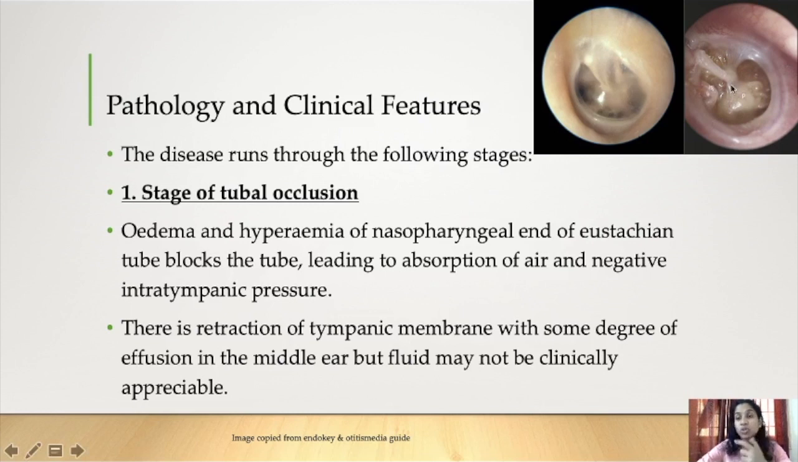Okay, if we see with an otoscope, we can find this. The otoscope is the instrument we use to examine the ear. You can see there is a retraction of the tympanic membrane inside. There is a negative pressure inside the middle ear cavity, and this tympanic membrane got retracted, pulled back inside the middle ear. So this is how the retraction of the tympanic membrane looks.